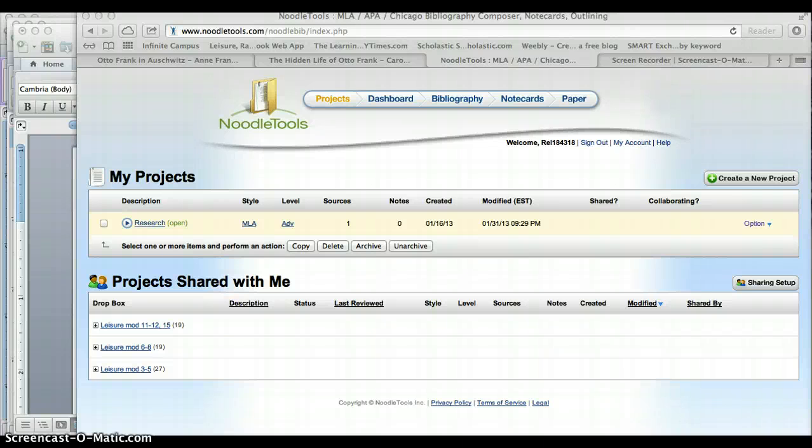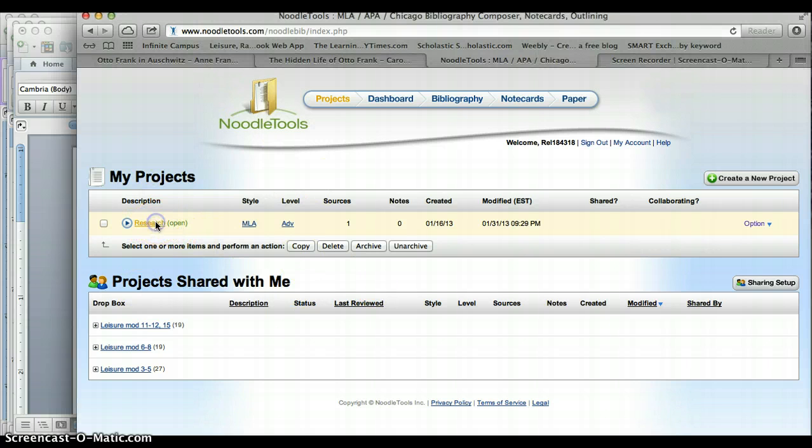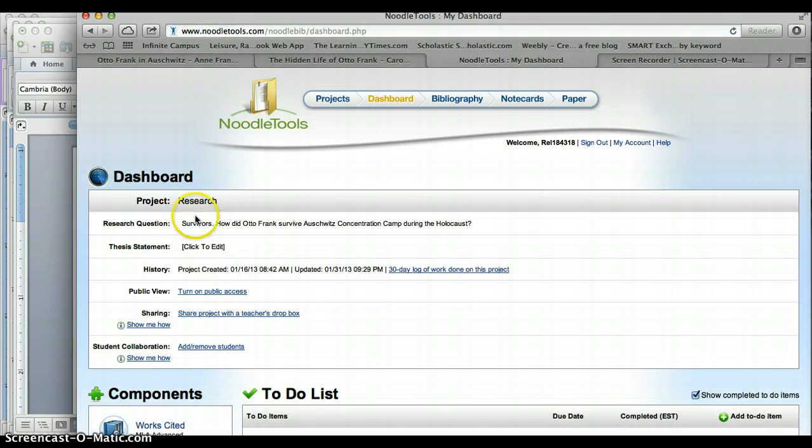Today we're going to look at how to create your notes in NoodleTools. So far we've got our research project going. You should have your NoodleTools website up. And if you click your research project, we should be able to see that your research question is typed in, that it has been approved.